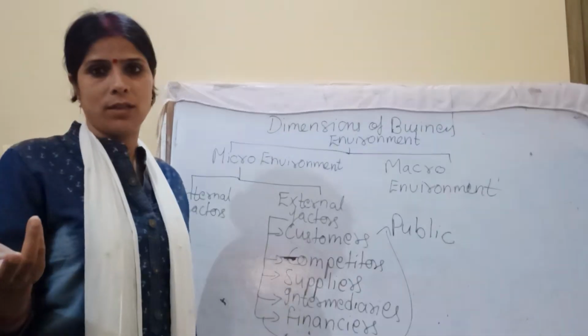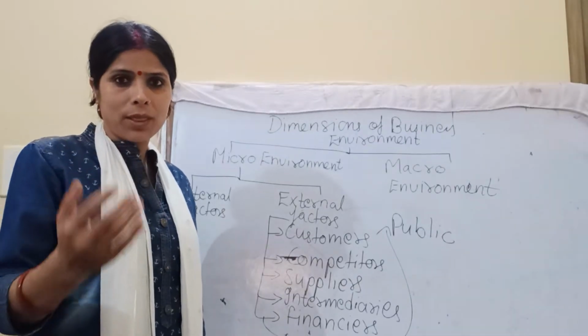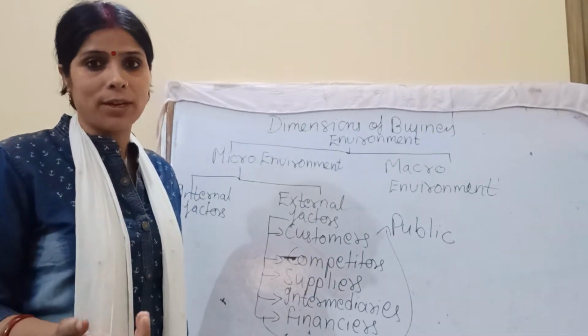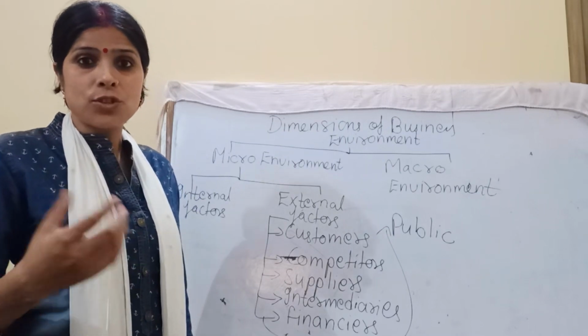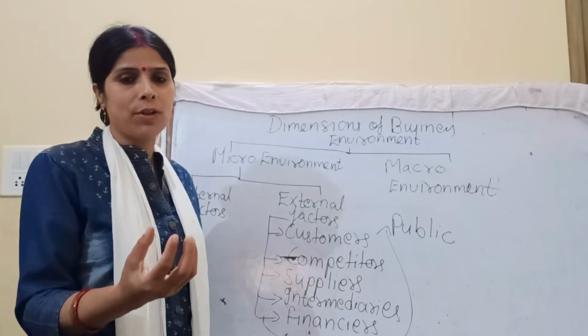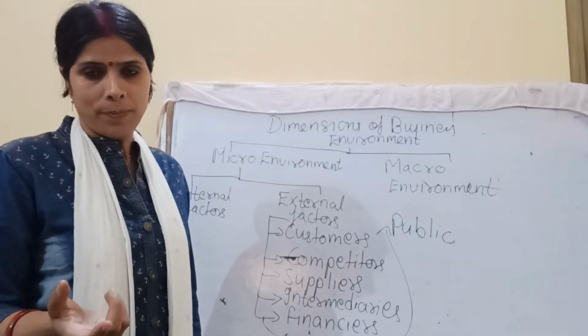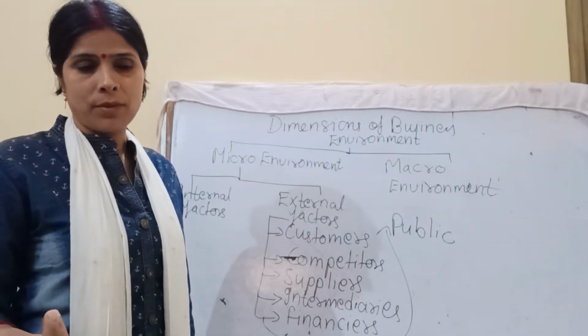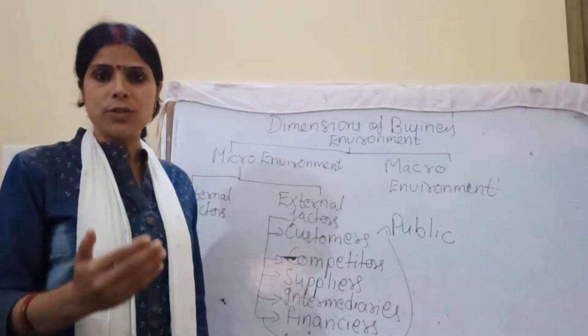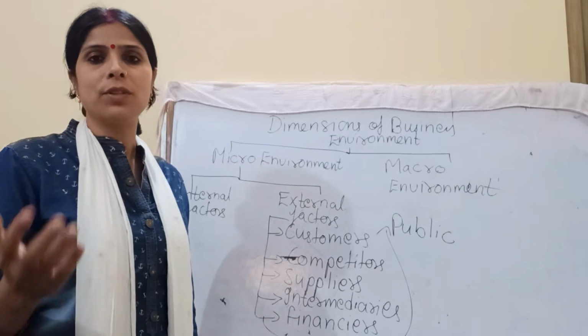Now you can see every now and then the things are changing. The tastes of the customers are changing. Previously we were having only a small mobile phone, but nowadays we are demanding Android mobile. So these are the changes, the volatile nature of the customers.